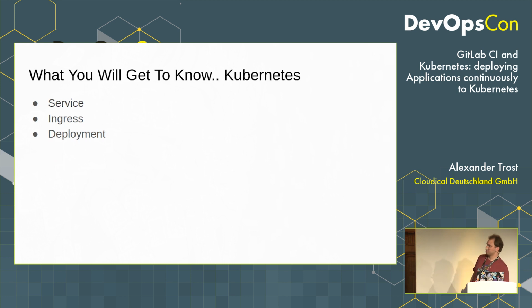For the Kubernetes part, we'll kind of quickly make a discourse to what are service objects, what are Ingress objects, what is a deployment. Those are kind of like the three main objects, if you will, that I'm going to use at least for my example application.